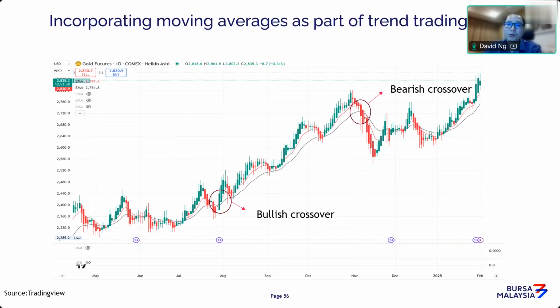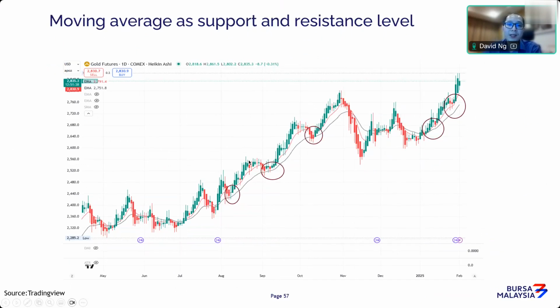It's a bearish crossover. So you can clearly see that moving averages are not only giving you signals to tell you the direction of the trend. Looking at this gold market, you can see that moving averages tend to give you some dynamic moving average support levels and resistance levels.